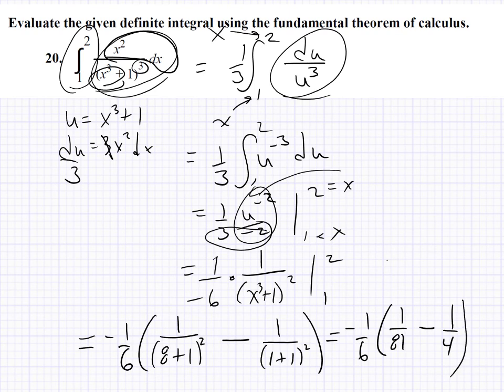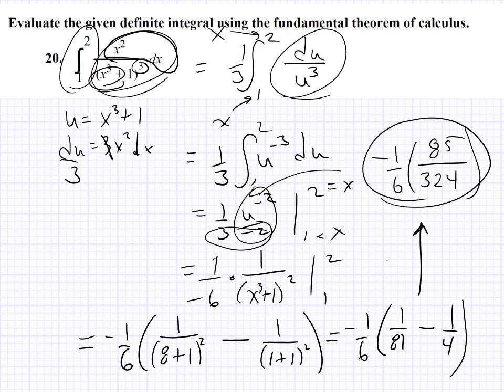So find the common denominator. Common denominator would be 4 times 81. So the numerator, if I do this, I have this negative 1/6. I'm going to have 85 over 81 times 4 is what? 324. And then multiply 6 times that, and we end up with our answer. So what's that going to be? It's negative 85 over 1944.